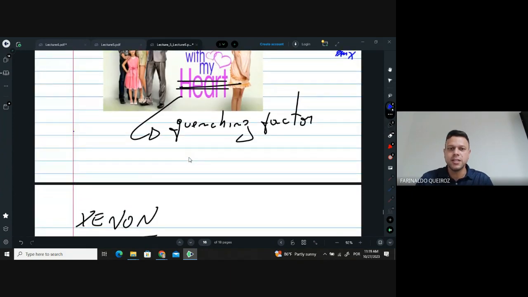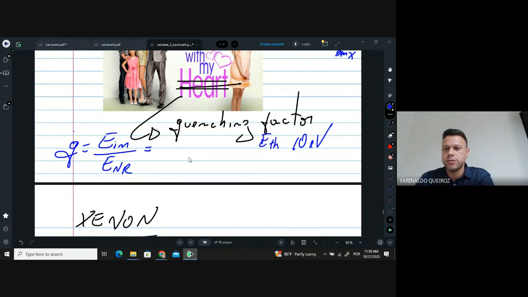Remember, the energy quenching factor is the energy of ionization over the energy of nuclear recoil. So if my energy threshold is 10 eV, that's my E threshold, 10 eV. Then if I measure something, that's the energy threshold, okay? This energy threshold is related to this one here, the one that I really measure.